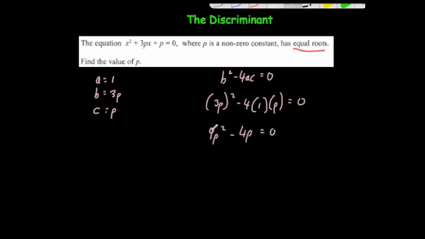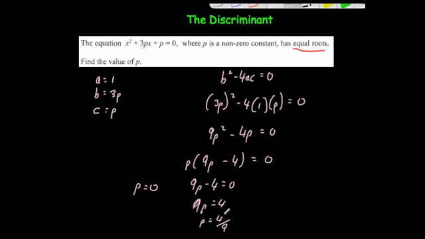Next, what we're going to do is factorize this. So let's take out our p. So we're going to get p bracket 9p subtract 4 is equal to 0. Now, two things that multiply together to give you 0. So either p is equal to 0, or this bracket 9p subtract 4 is equal to 0. Bringing the 4 over will give you 9p is equal to 4, and dividing by 9 will give you p is equal to 4/9. But we were told in the question that it is a non-zero constant. In other words, p cannot equal 0, so that means that our answer would have to be 4/9.